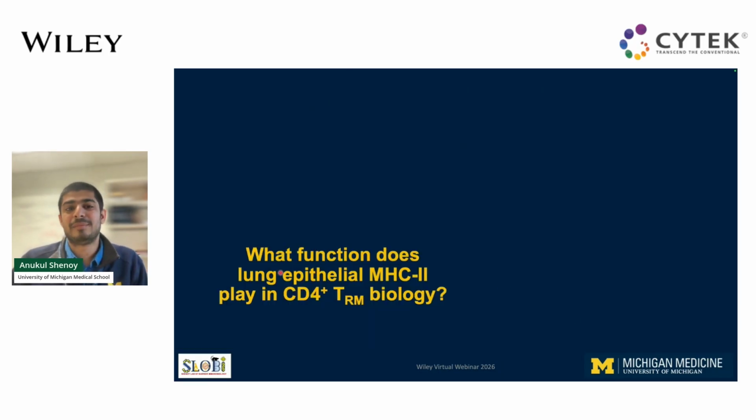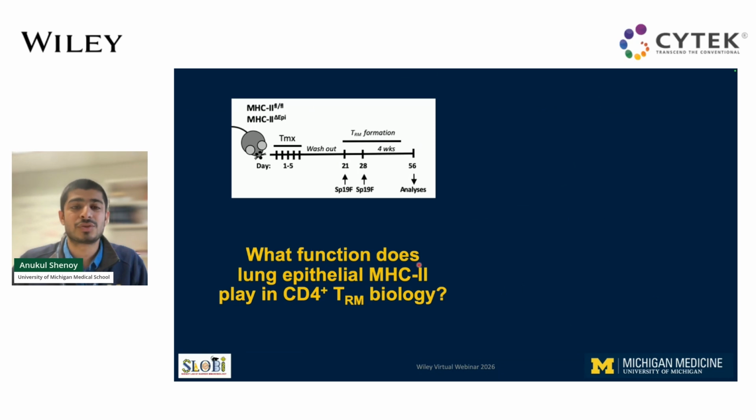So the question then becomes, what is the function of the epithelial antigen presentation? To ask this question, what we now do is we take the same mice I mentioned to you a couple of slides back, where we can knock out MHC only in the lung epithelial cells, delete the MHC using tamoxifen. After a washout, give the mouse the same experience to induce TRMs in the lungs. And then at day 56, we performed careful microscopic analysis to see where these T cells are in these lungs.